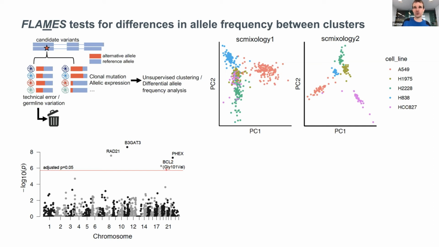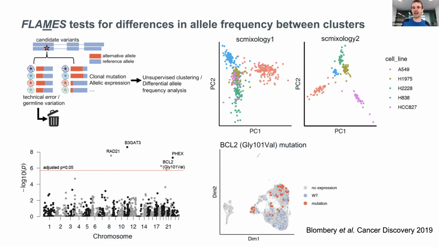This G101V mutation, so called, is a mutation that they actually discovered previously using digital droplet PCR, I think, as well as whole genome approaches. And here what's really cool is we're actually seeing this mutation in different clusters of our cells. The red ones have the mutation, the blue ones are wild type, and the gray ones are no expression.